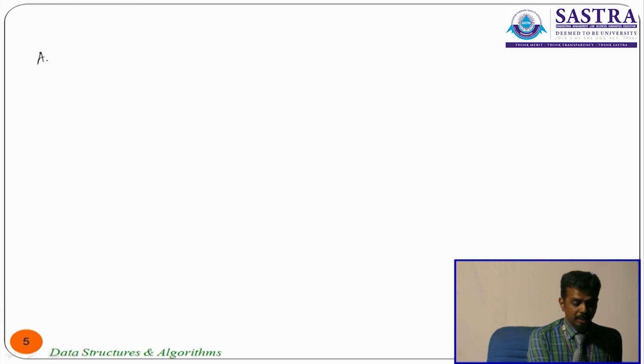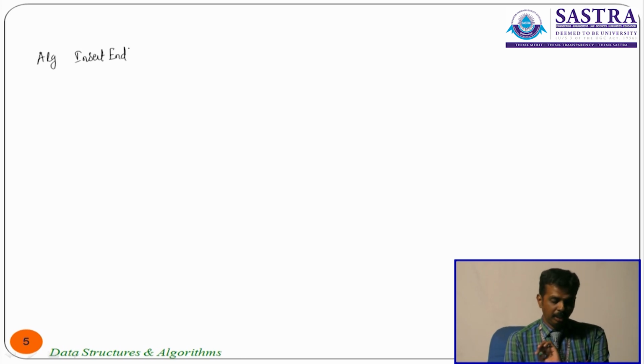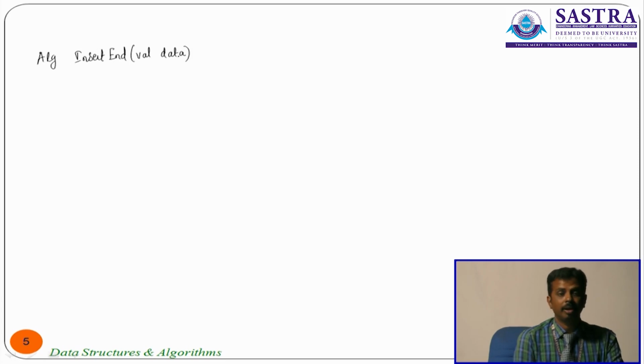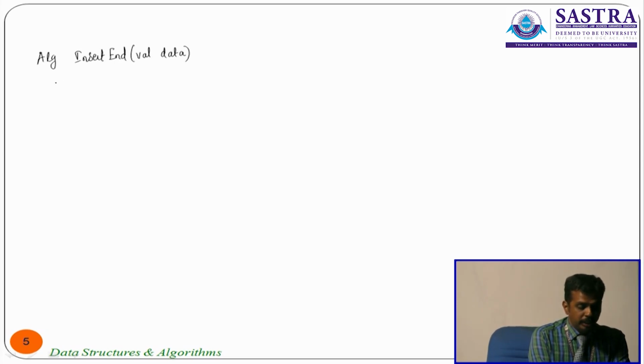Next we will discuss algorithm insert end, inserting a new element at the end of the list. So what information do we need? Val and then data. Here as usual, the first 3 steps are common, that is, create a new node.